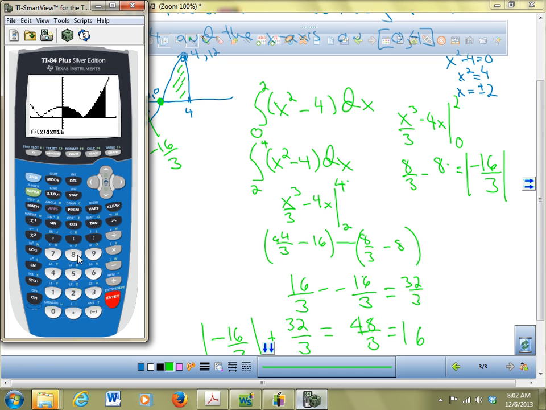Yes, sir. So if you're doing it algebraically, you want the zeros. Exactly. Then you just see if the zeros lie within your interval, and if they don't, then you don't have to worry about it. If they do, you have to break it apart.